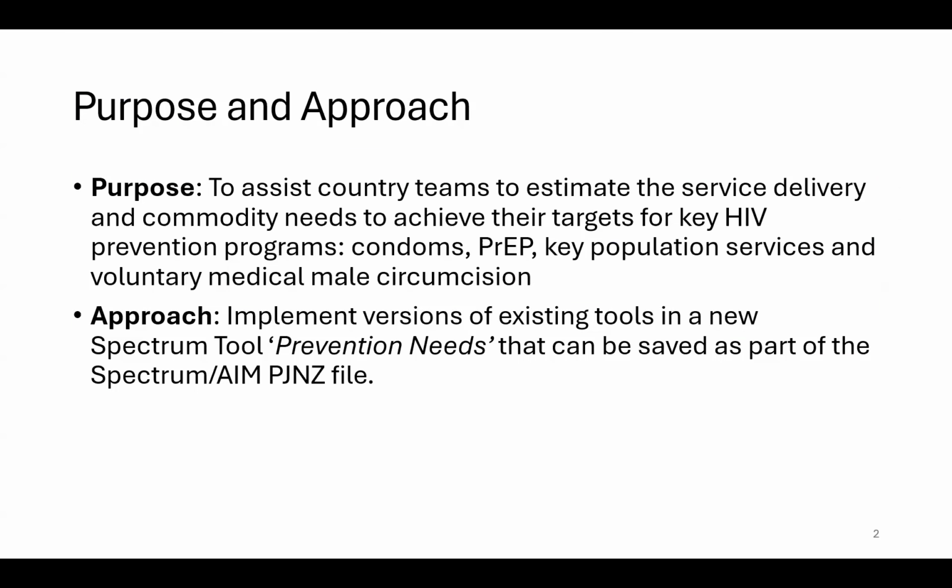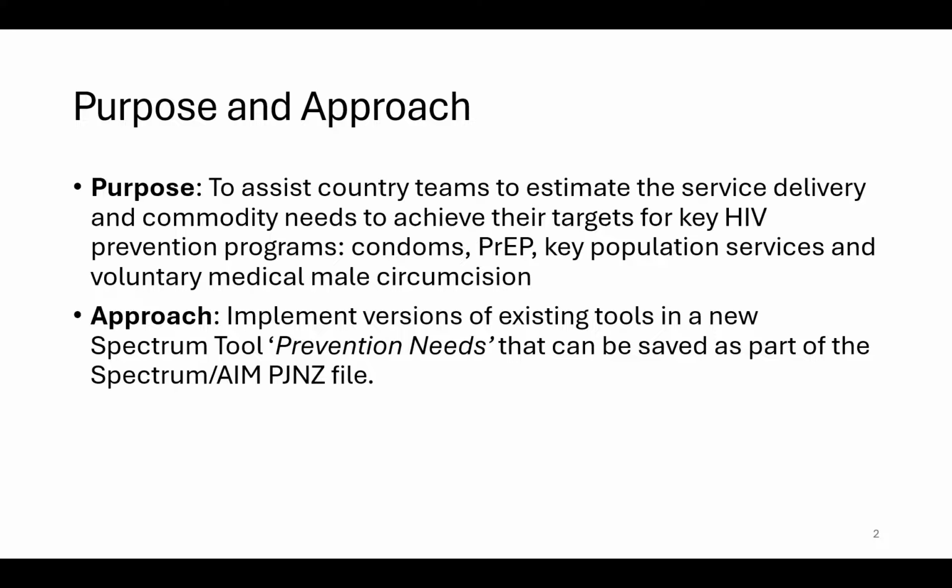So the purpose of this new tool, as we see it in Spectrum, is to assist your country teams to estimate service delivery and commodity needs to achieve your targets for key HIV prevention programs. And this is really focused specifically on four areas, three of which we'll touch on here: condoms, PrEP, and key population services. The tool is also designed to make estimates for need for voluntary medical male circumcision, but that's less relevant in this region, so we won't be talking about it much here.